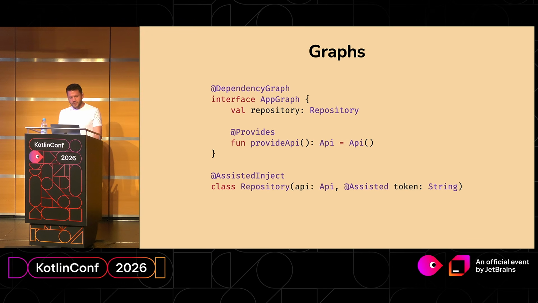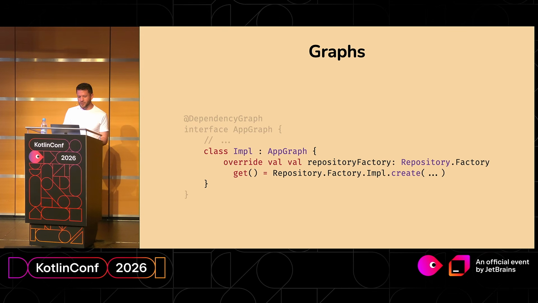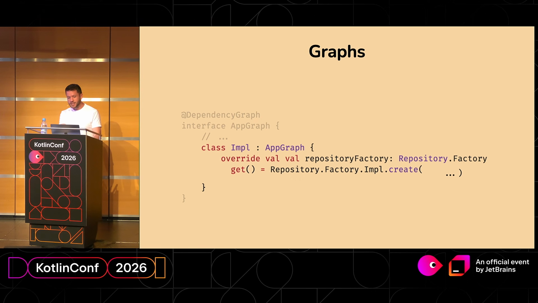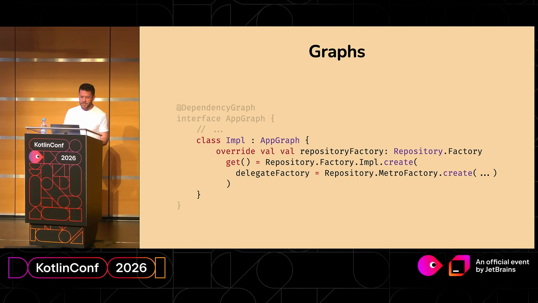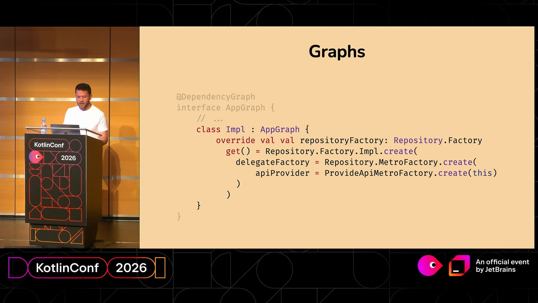When we expose these factories on the graph, Metro just intrinsically understands where their impls are and will just generate code that invokes them directly. So we call the factory impl here. We pass it an instance of the assisted classes factory. In this case, it takes its own inputs, the API provider, and that's assisted inject.